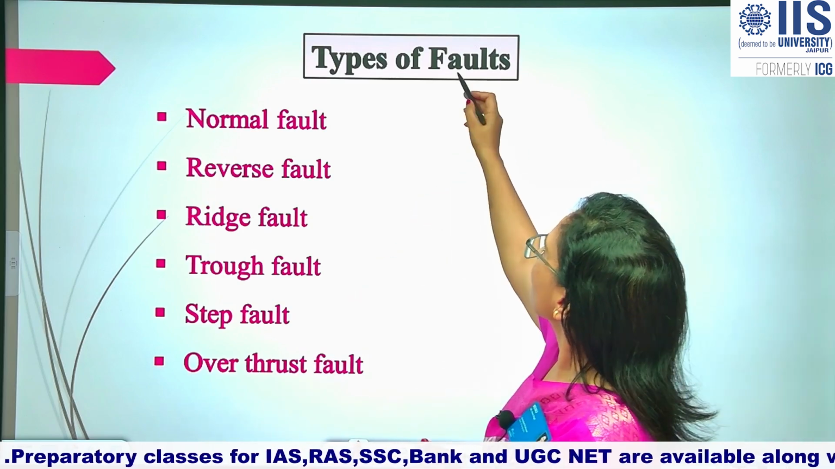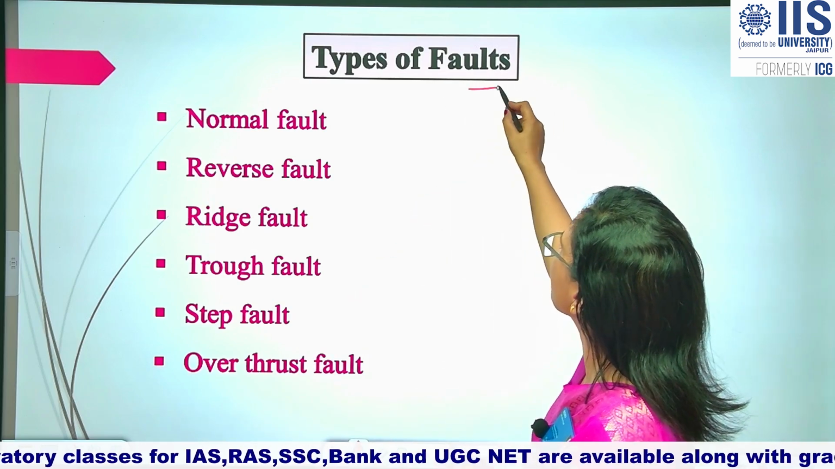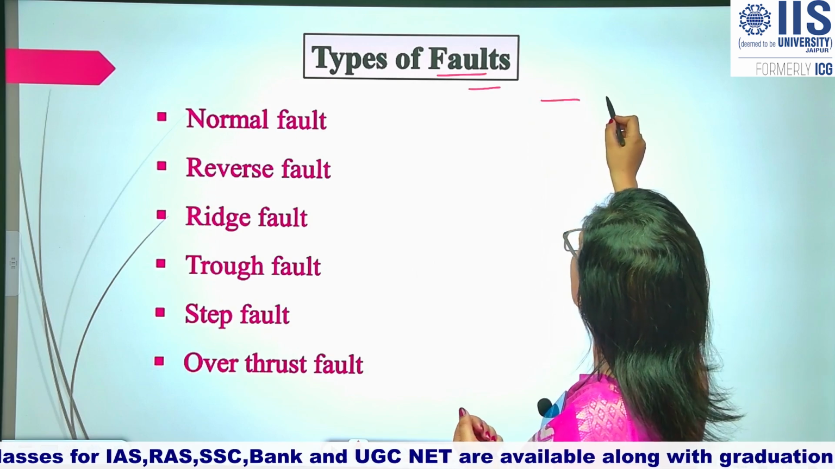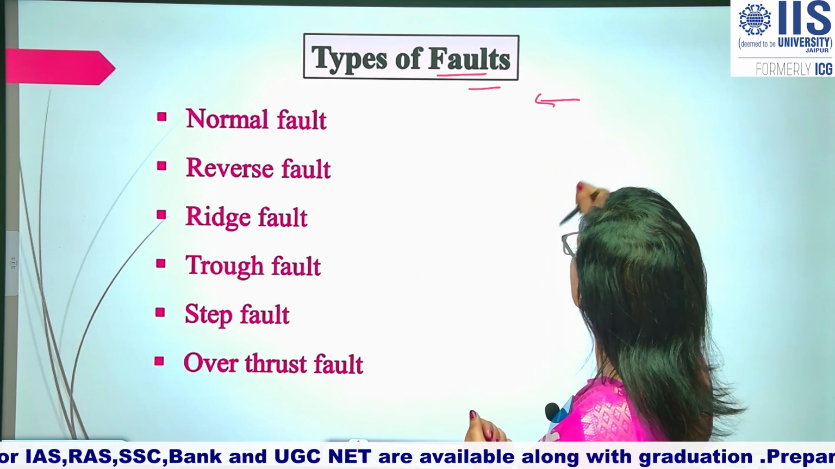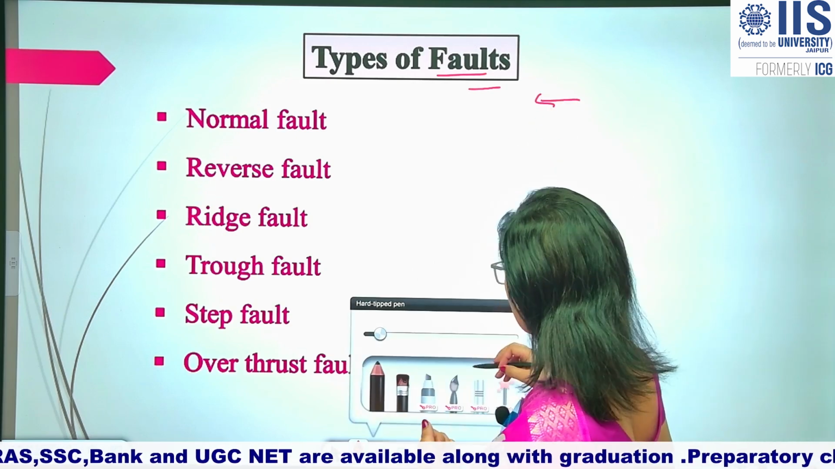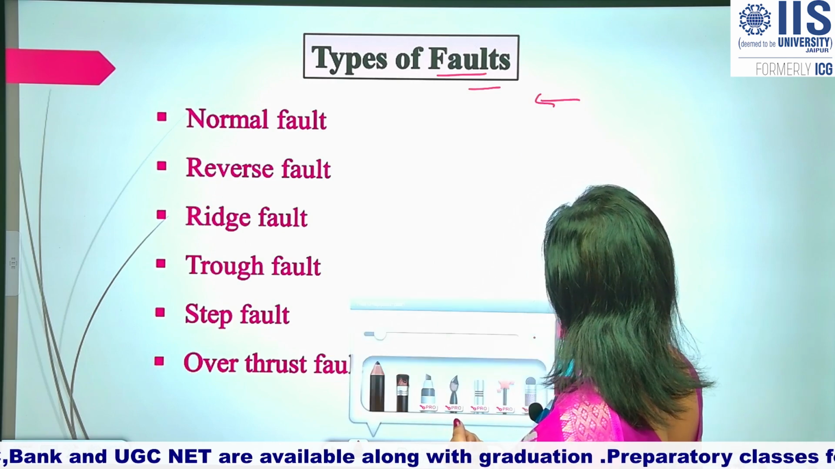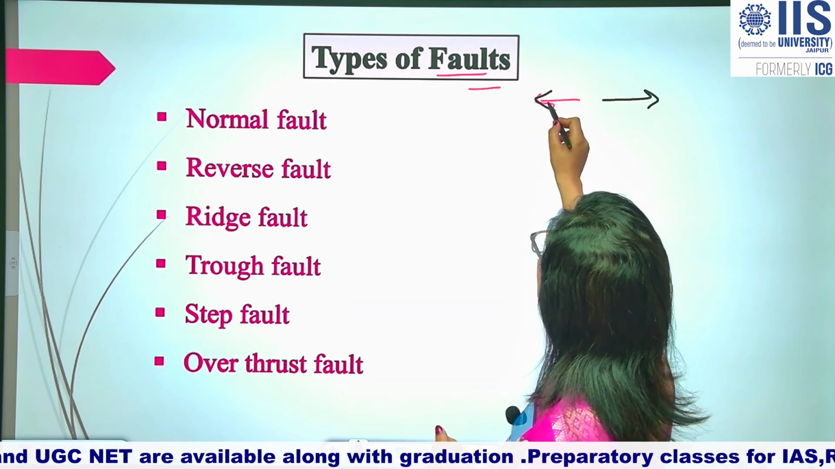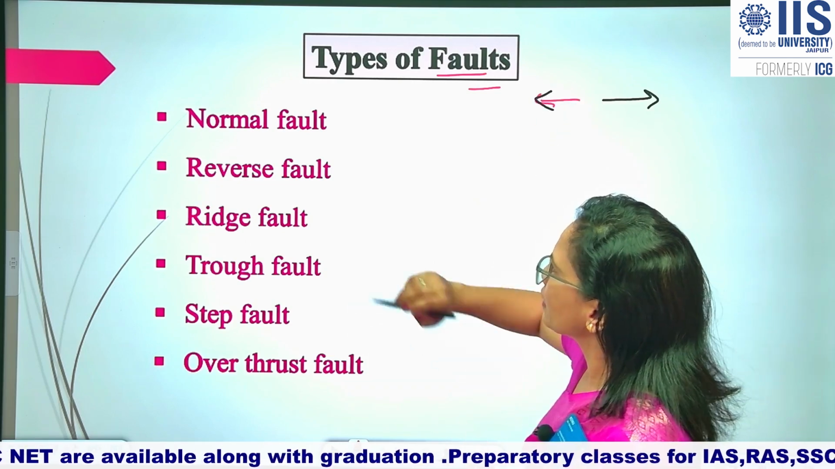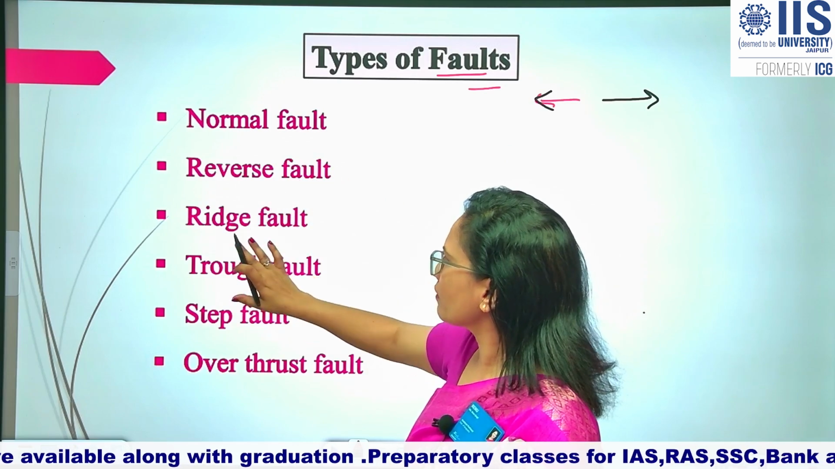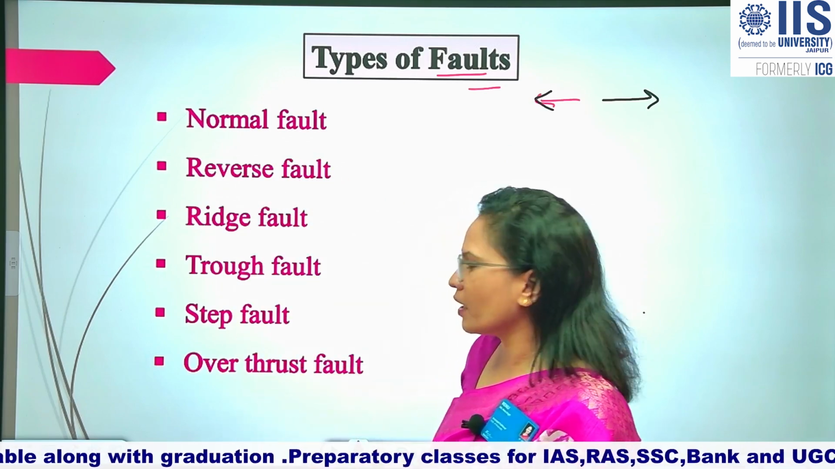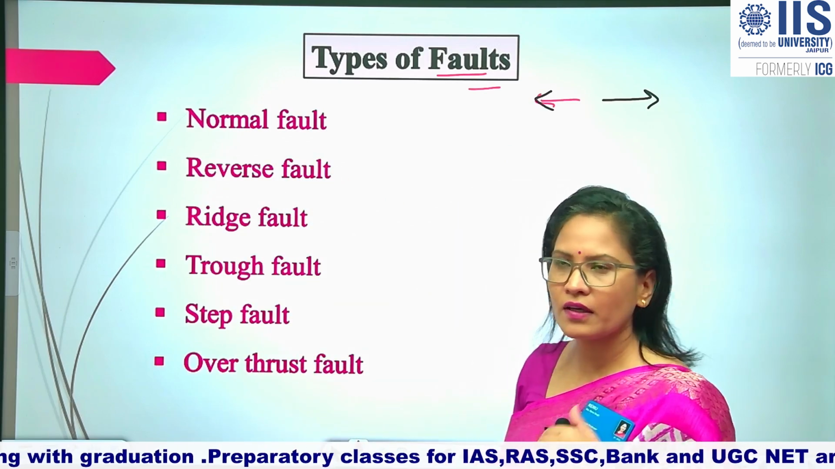Now what is a fault? A fault is basically formed due to tensional force, right? Because of the tensional force. Normal fault, reverse fault, ridge fault, trough fault, step fault and overthrust fault. We are taking them one by one.